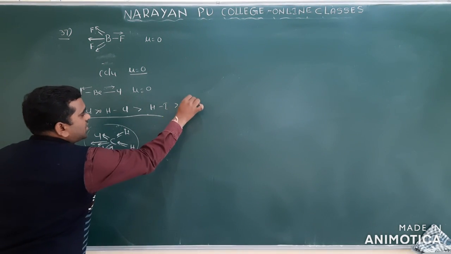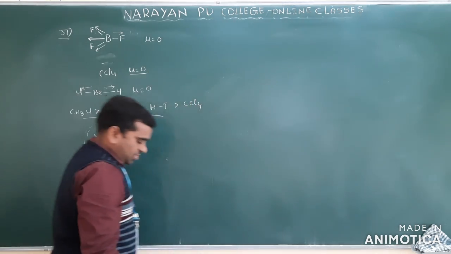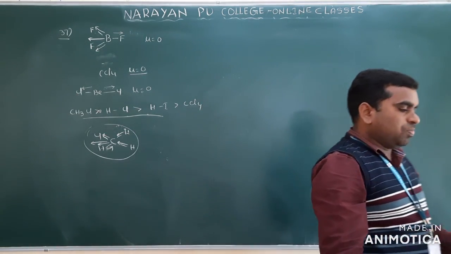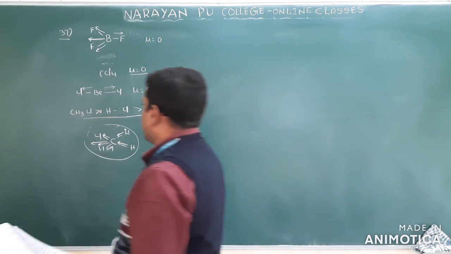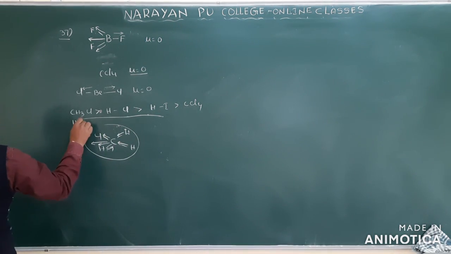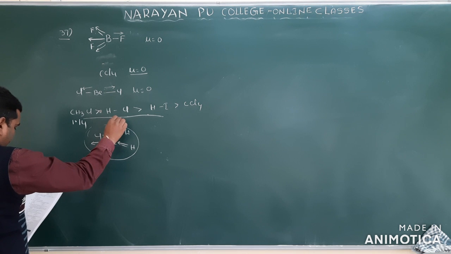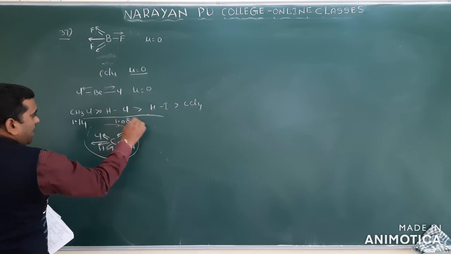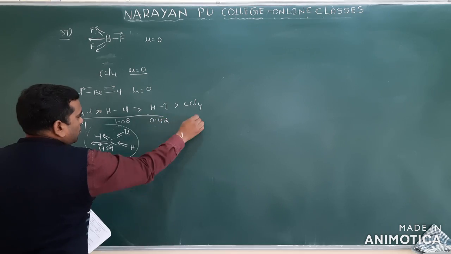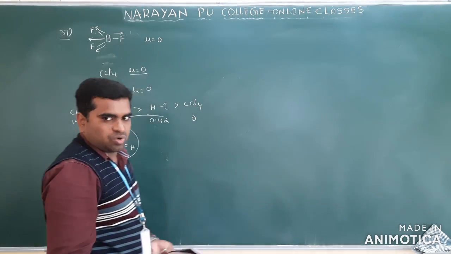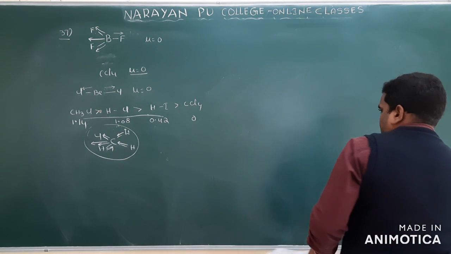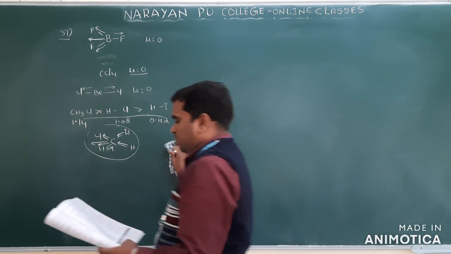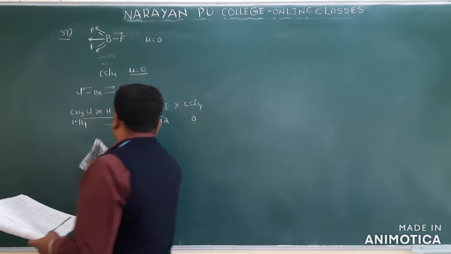The last one, CCl4, will be 0. If you want to write the values, this dipole moment value is 1.14, this is 1.08, this is 0.42, and this one is 0. The values are not required, just the concept is required. Clear now? So this is about question number 38.